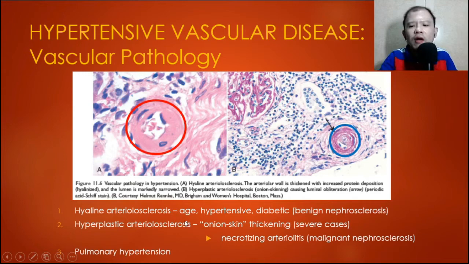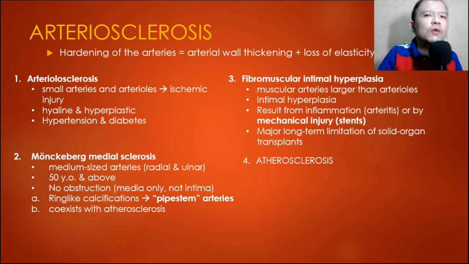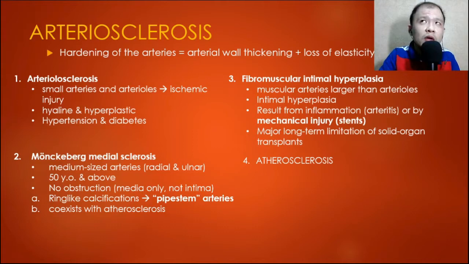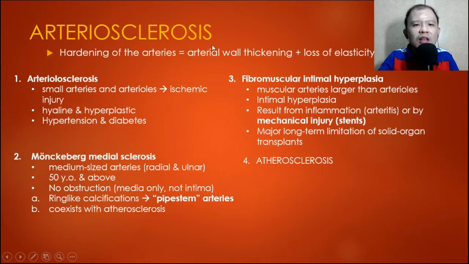Okay, next. So we already talked about thickening of the blood vessel. We talked about increase in blood pressure. Next, we talk about any changes in the blood vessel itself. So you have arteriosclerosis, which is defined as the hardening of the arteries, and secondary to that, you have arterial wall thickening plus the loss of elasticity, or sclerosis. If you are dealing with small blood vessels, that's what we call arteriolosclerosis.